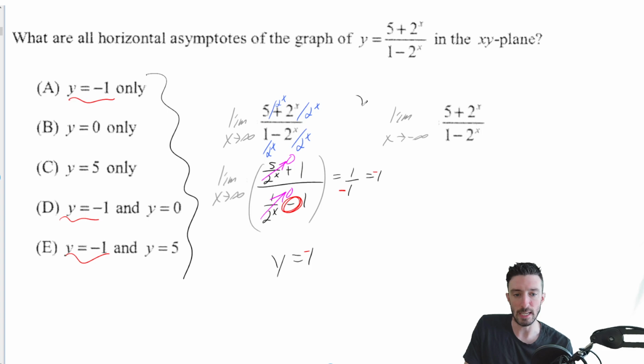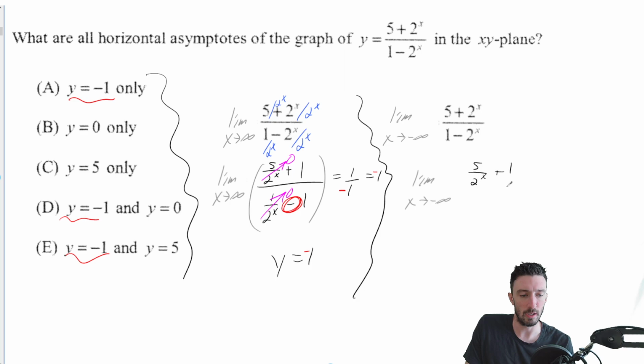Now, we still want to do the same kind of approach when we're dealing with the limit as x approaches negative infinity. And we would still end up with the same stuff. It's going to be 5 over 2 to the x plus 1, and so on. But if you were to plug in negative infinity there, you'd kind of end up with an issue. So it turns out you don't actually want to take the same approach.